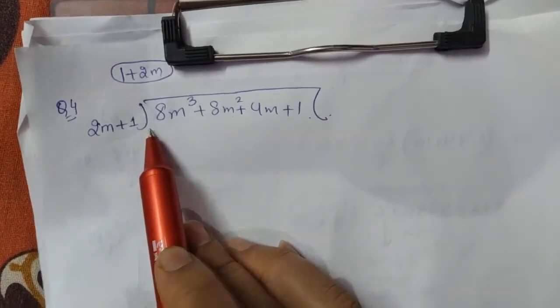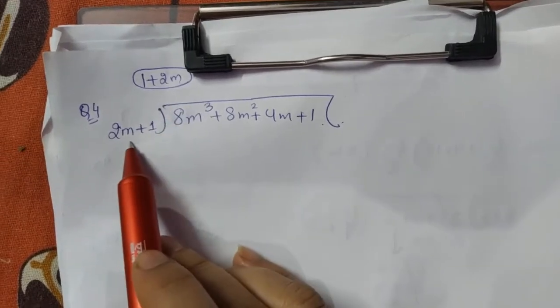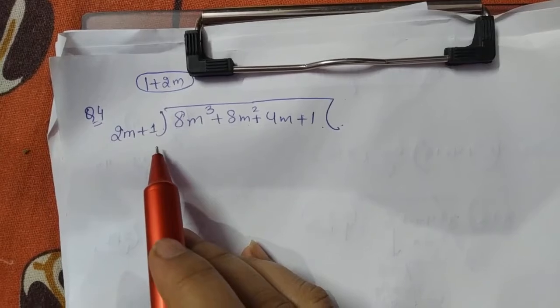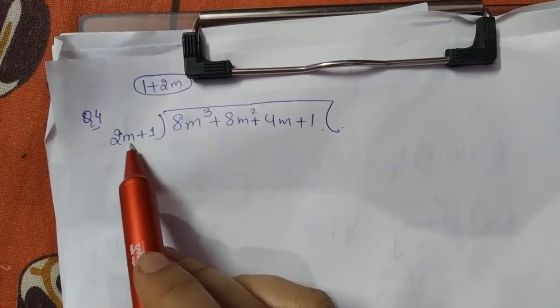Similarly, you have to see in the case of divisor also. In the question it was written 1 plus 2m. So please make the change. It should be written as 2m plus 1. You know that in addition we can reverse the order. It will not make any change in the question. So what I have done, in place of 1 plus 2m, I have written 2m plus 1.